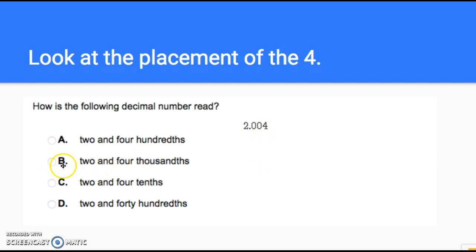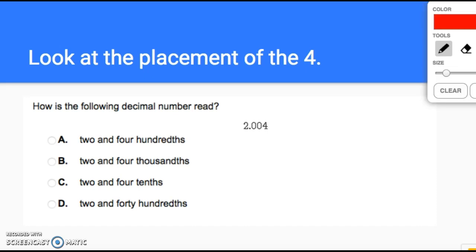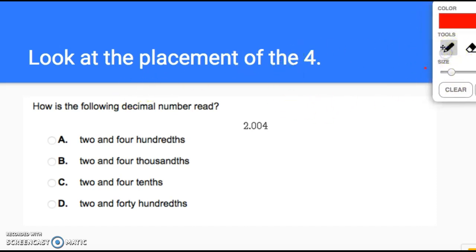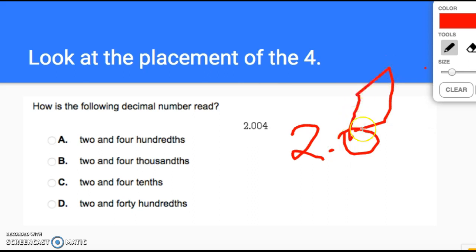So our correct answer here would be B, 2 and 4 thousandths, not 4 hundredths, because if it were 4 hundredths, this would look different. If it were 4 hundredths, this would be written as 2.0. Whoops, didn't mean to do that.